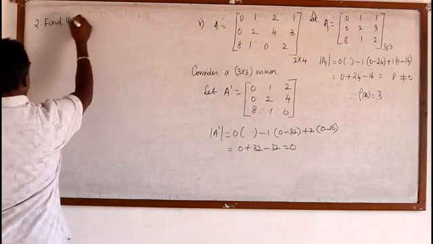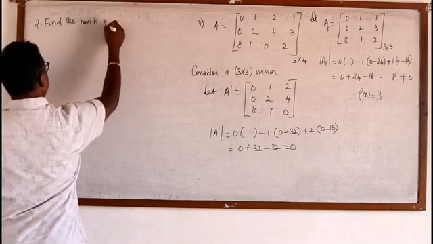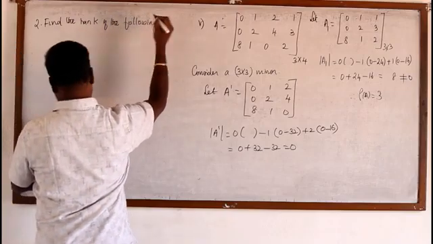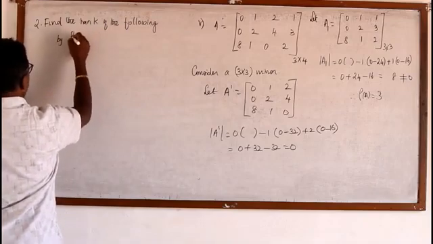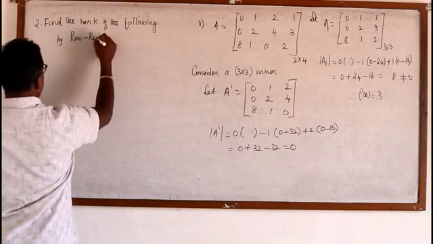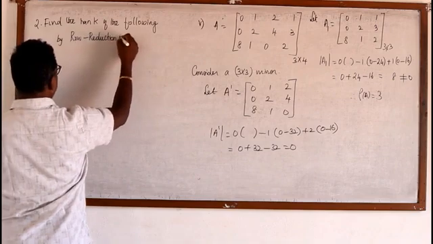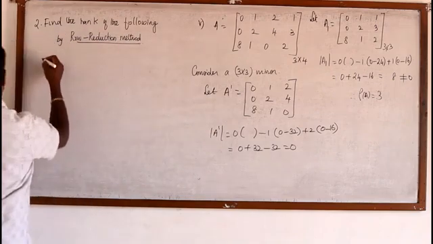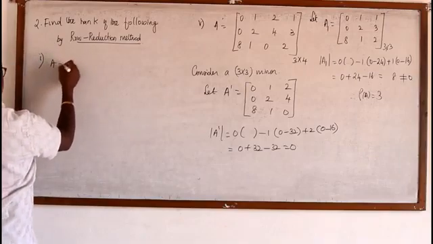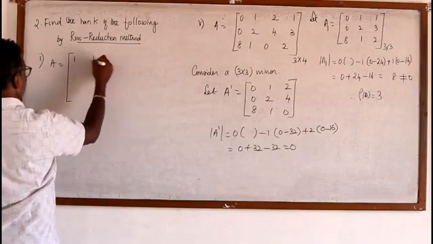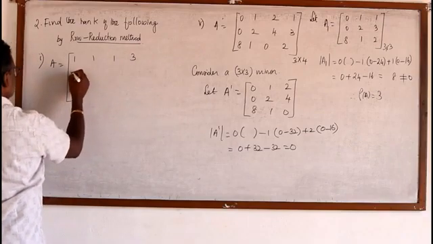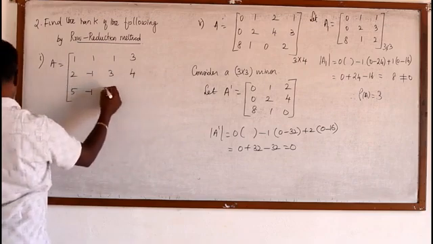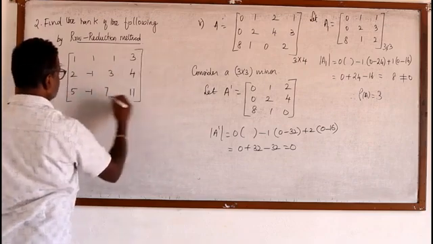That is the second problem. Find the rank of the following by row reduction method. First one, A equal to [1, 1, 1, 3; 2, -1, 3, 4; 5, -1, 7, 11].